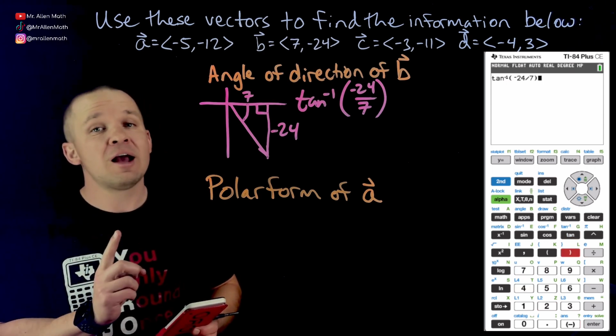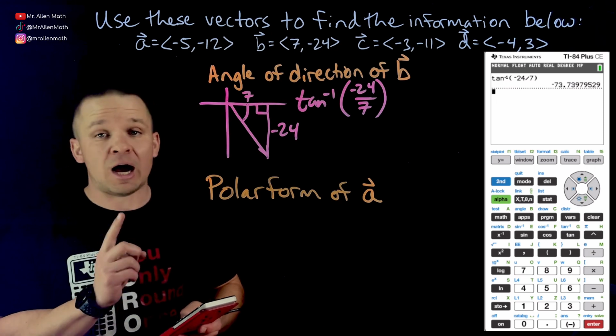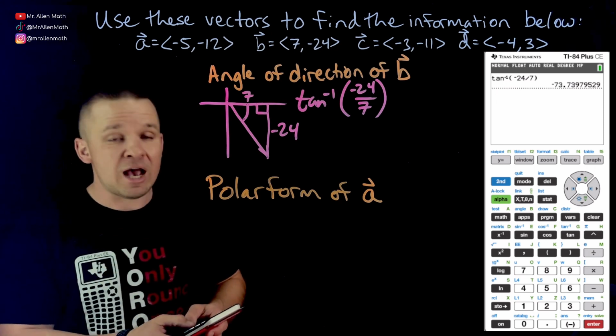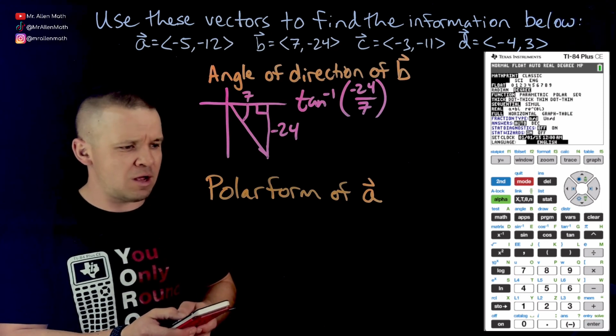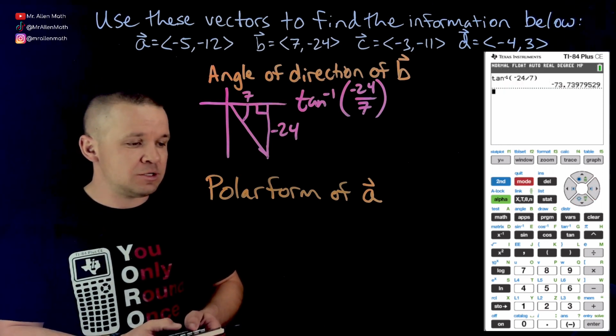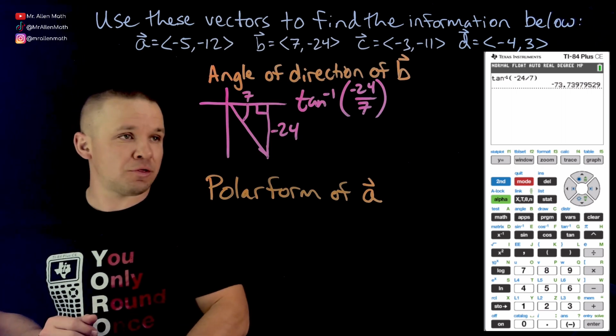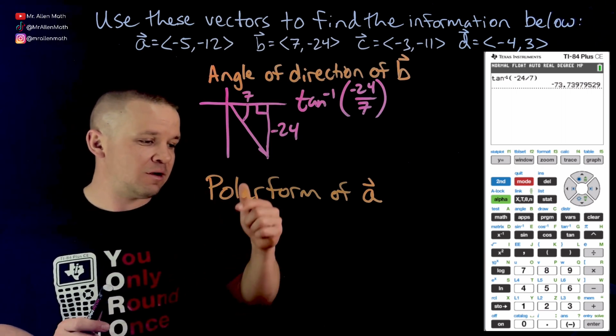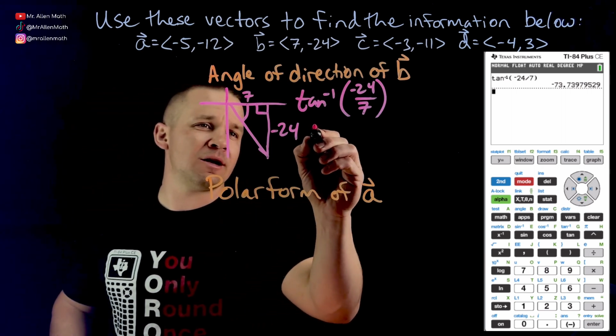Hopefully I am in degree mode. Let's find out. I am indeed in degree mode. And if you're ever worried, like, is that right, is that wrong? Boom, look at that. Arrow down, degree, good to go. All right, so here I got negative 73.74. Okay, so negative 73.